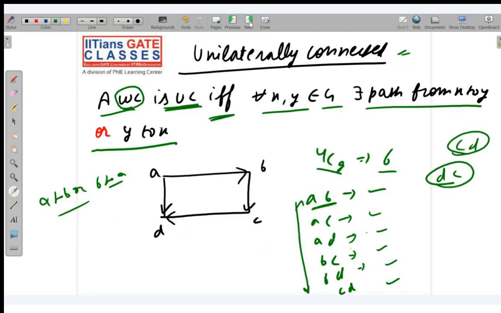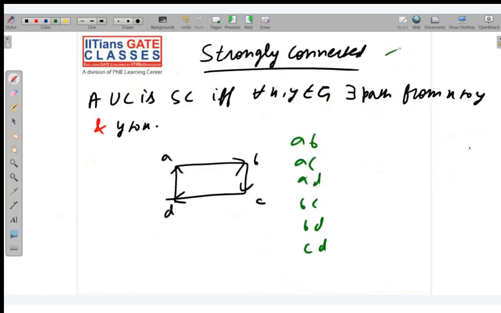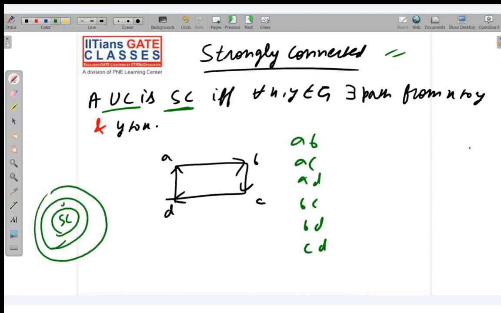Next is strongly connected. A unilaterally connected graph is strongly connected if and only if for all x, y belonging to G there is a path from x to y and y to x. So strongly connected is a very strong definition, stronger than unilaterally connected, and then weakly connected. Everywhere there should be a path.